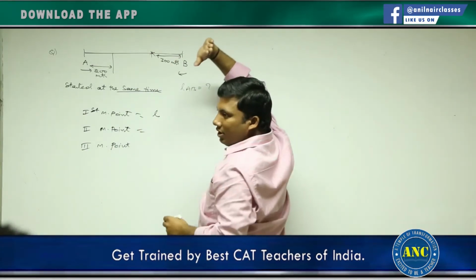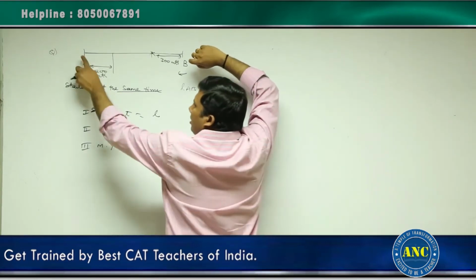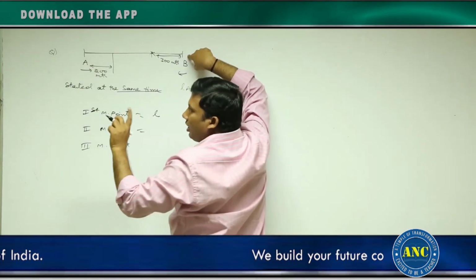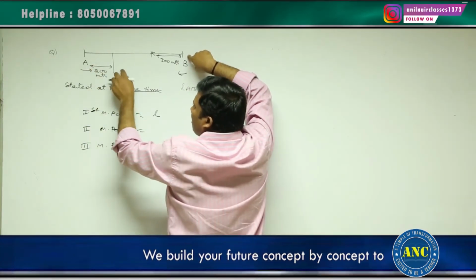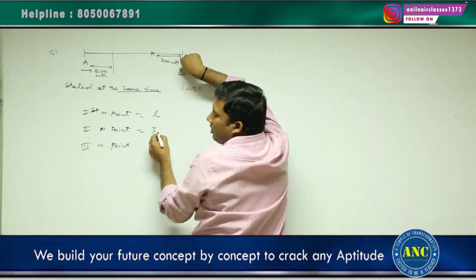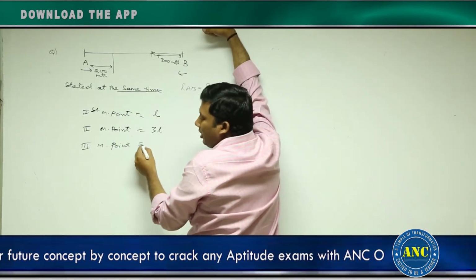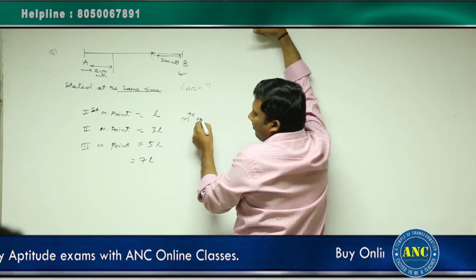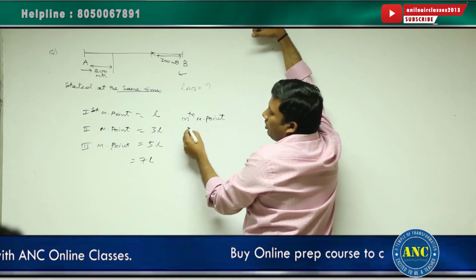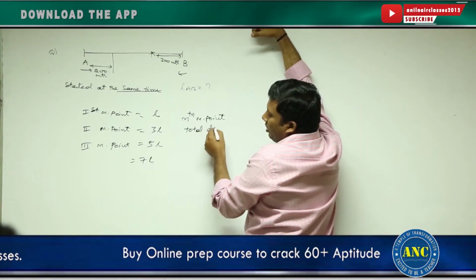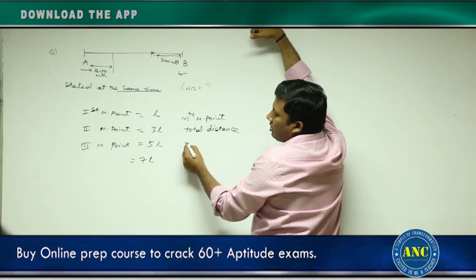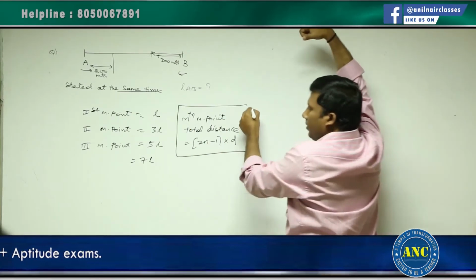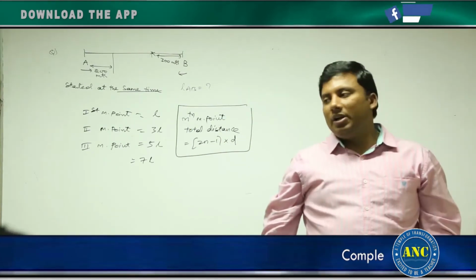Now second meeting point, before the second meeting point, A is reaching the destination, L. B is reaching the destination, 2L, right? Next, here if it is X, this will be L minus X. What is the second meeting point? 3L. Third meeting point, 5L. Fourth meeting point, 7L. Nth meeting point, total distance is given by (2n minus 1) into L. Please write down. Nth meeting point.